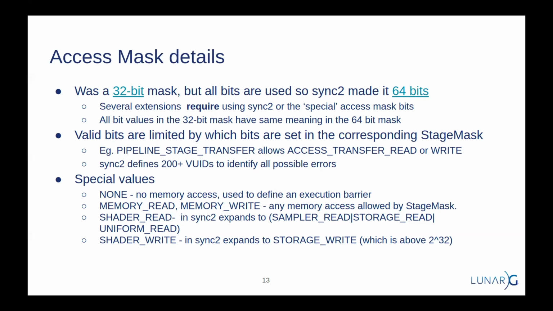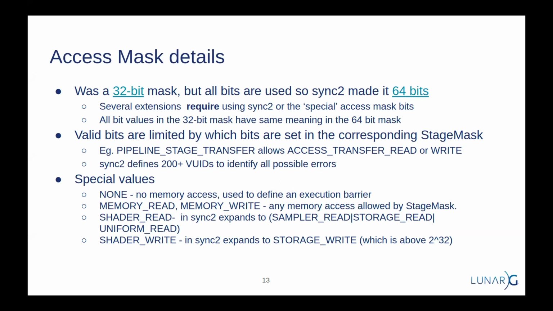And one of my favorite parts of synchronization 2 is that there are individual VUIDs that the validation can issue for the exact error you make here. So if you set the access transfer bit and you didn't set the pipeline stage bit, you would get an explicit VUID saying exactly what you did wrong. And prior to that, you would just get a single VUID that said your access mask doesn't have a pipeline stage and you have to go figure it out. So that, I think, helps validation quite a bit, and hopefully helps developers as well, because we can tell you exactly what happened.